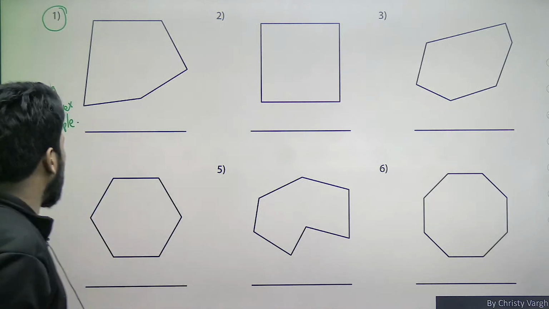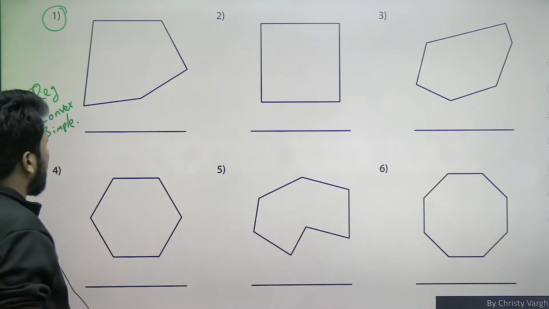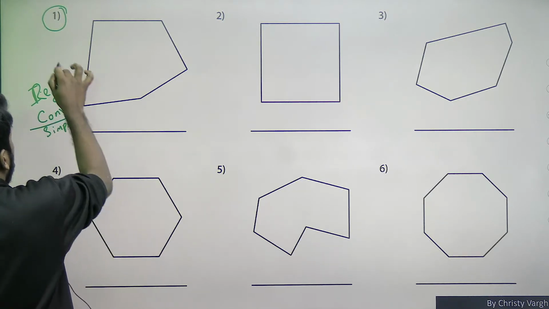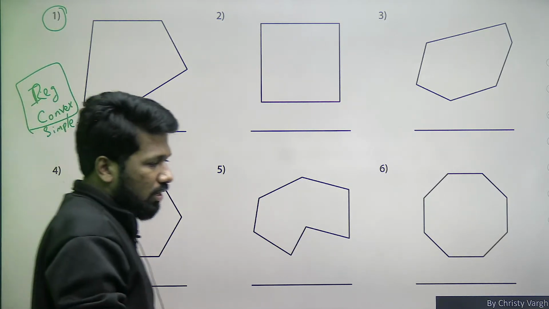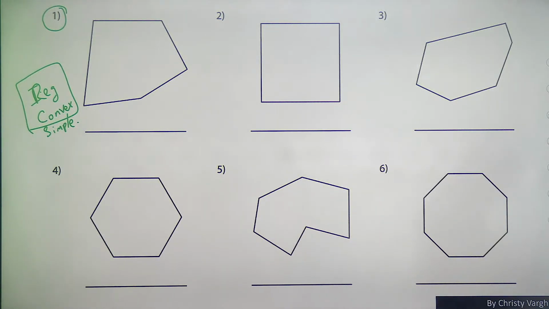Yeah, to make it simple, all these are simple polygons, right? In none of these is there an intersection. So all these are simple. So tell me only about regularity and convexity. Tell me regularity and convexity for every polygon. All of you try.